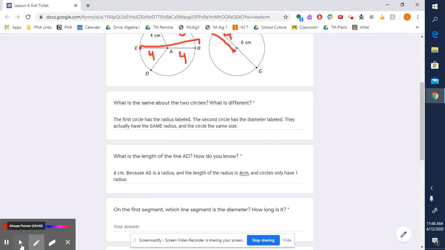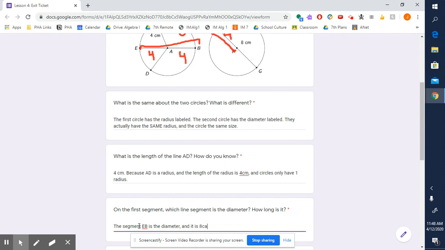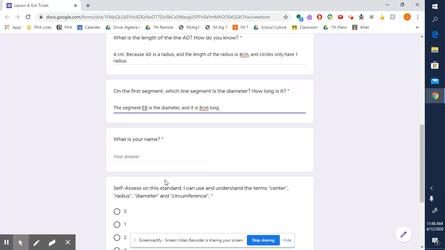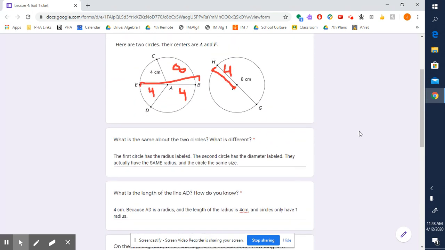Okay, so I'm going to write this here. The segment EB is the diameter, and it is 8 centimeters long. And then I put in my name and I self-assess, but that's it.